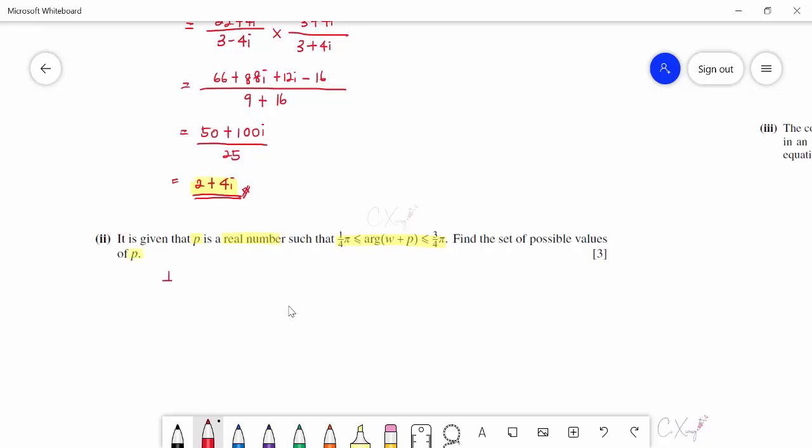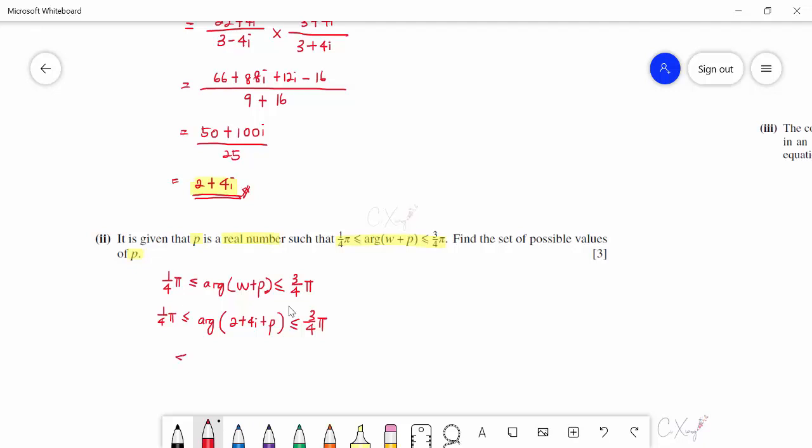Okay, so they give you an inequality, which is about the argument. All right, so first, because we already have the w in the first part, I will write it out as 2 plus 4i plus p. P is a real number. Therefore, you don't need to change it to become something with i. So p is purely only a real number, so I just keep it as p.